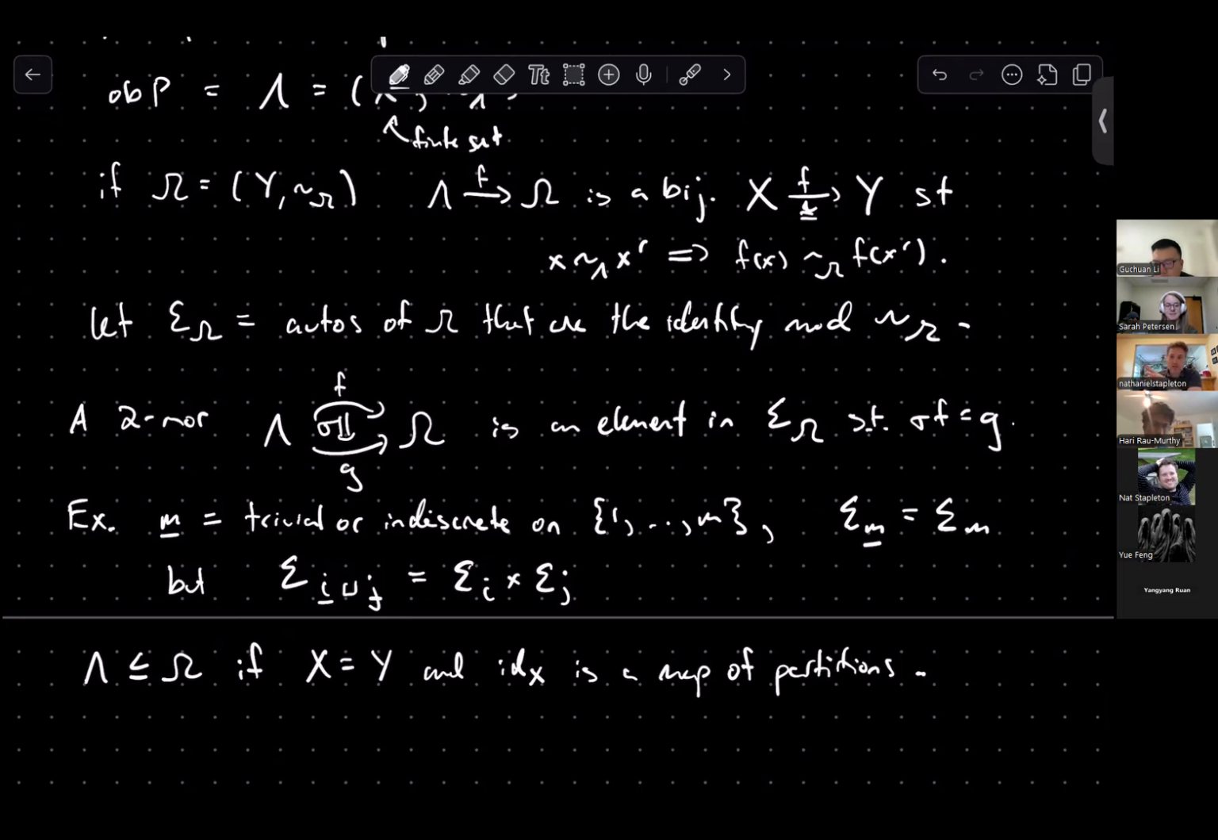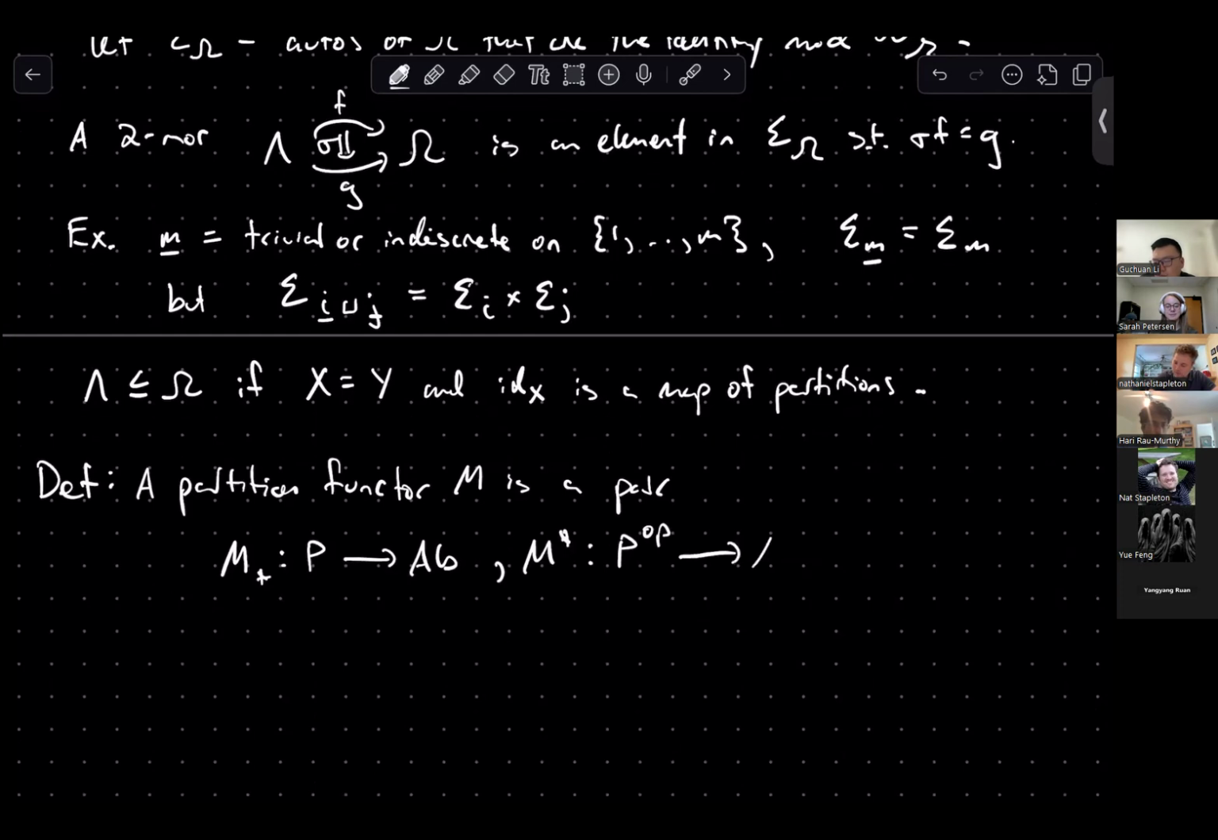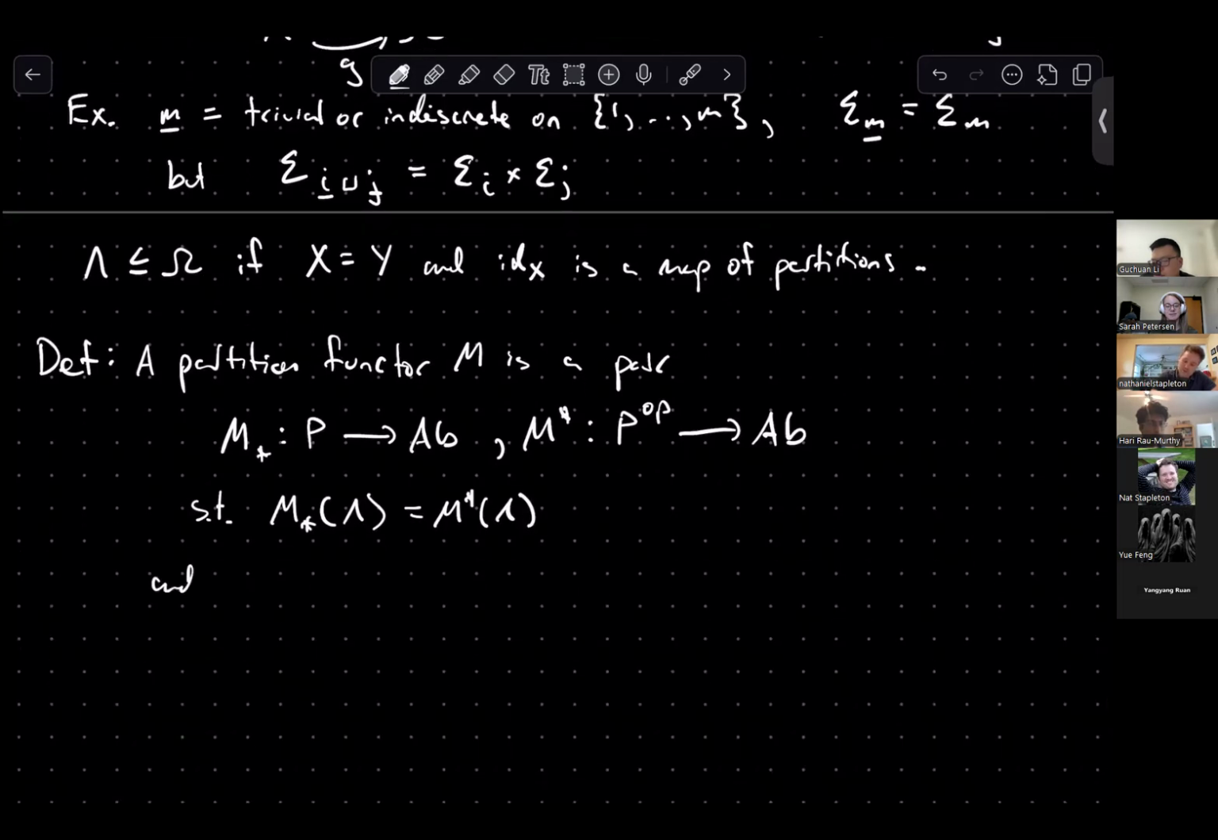I'm going to explain how it's related to the category of groups in just a second. But first, let me tell you what a partition functor is. So a partition functor M is a pair of functors, M lower star from P to Ab and M upper star from P op to Ab, such that they agree on objects, M lower star of lambda is M upper star of lambda, and satisfying a double coset formula involving the symmetric groups associated to the partitions. You don't want me to write it down, but it's some double coset formula just like the one for a global Mackey functor.